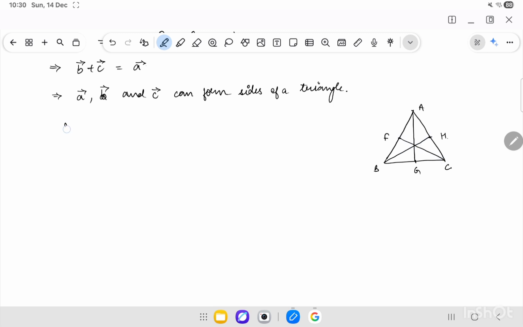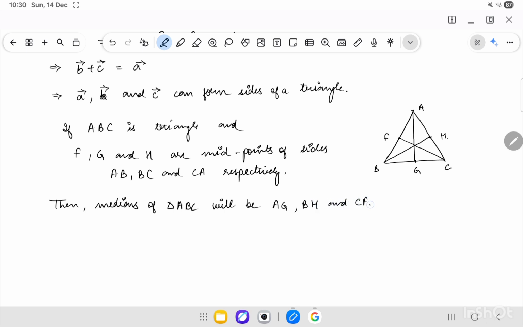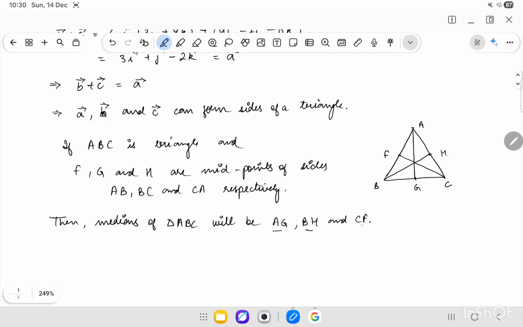of triangle ABC. So if ABC is a triangle and F, G and H are midpoints of sides AB, BC and CA respectively, then the medians of triangle ABC will be basically AG, BH and CF. So we are supposed to find the length of AG, BH and CF.